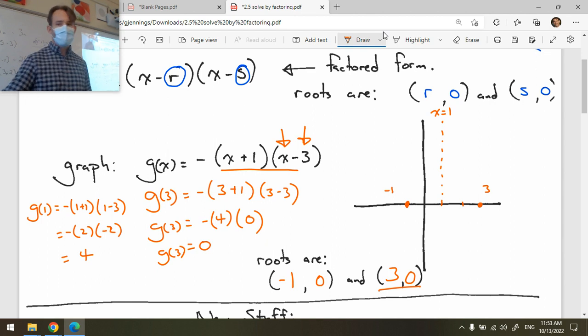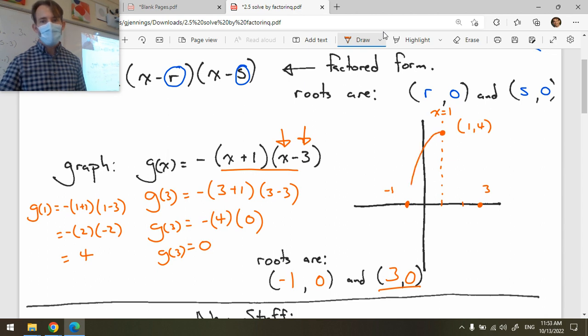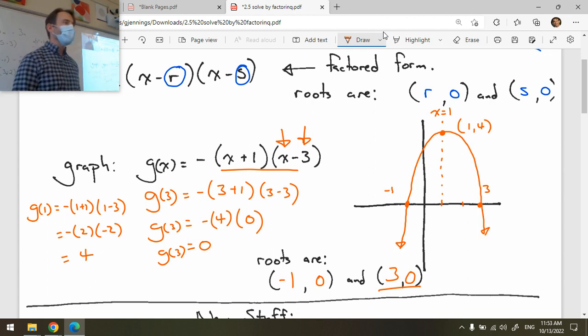Negative 2 times negative 2, positive 4. So the vertex is up here at, that looks like about the point 1, 4 to me. So we'll put that one on. Now we've got three points through which to draw our parabola. And we can draw a beautiful parabola this way and this way. And that's what this parabola looks like.